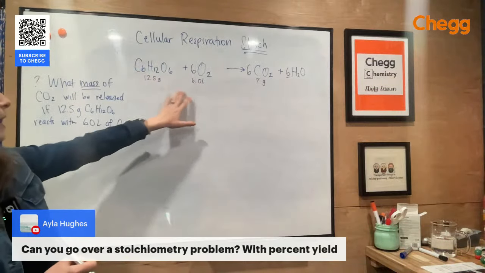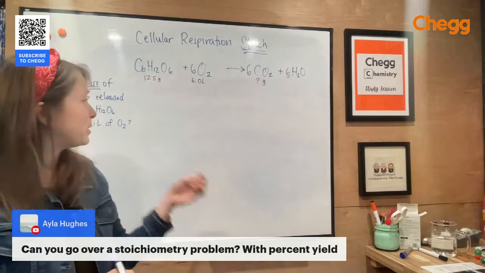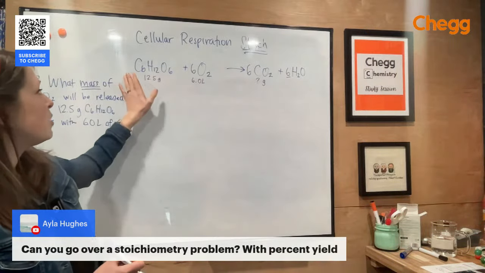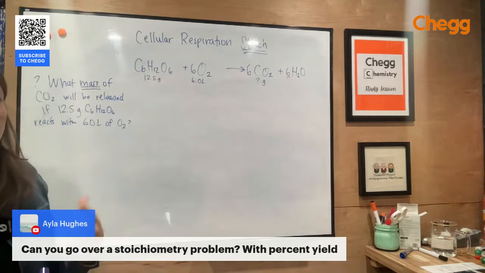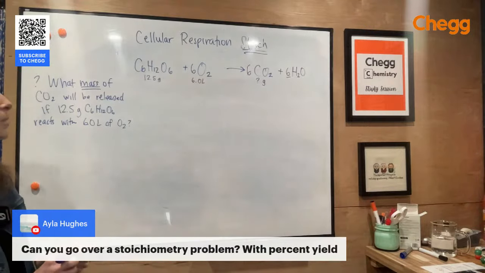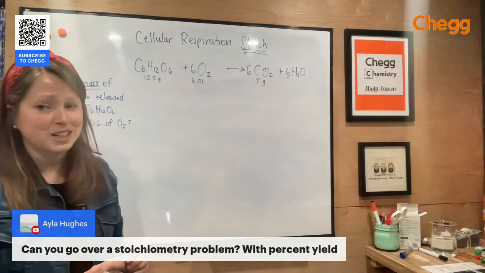You could say, oh, how much oxygen do I need to react with this to react perfectly? And it would be a 1:6 ratio. So we use all these ratios from the balanced equation to make all kinds of really important predictions.